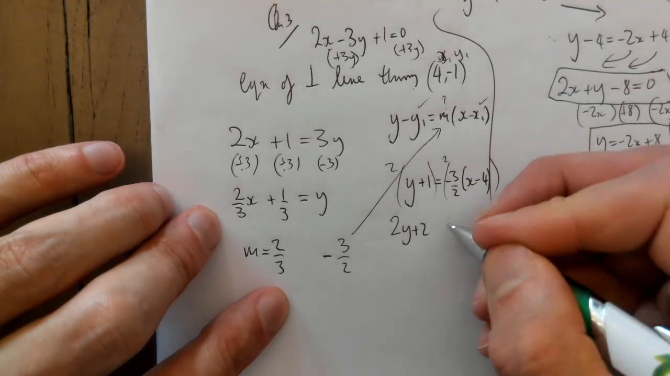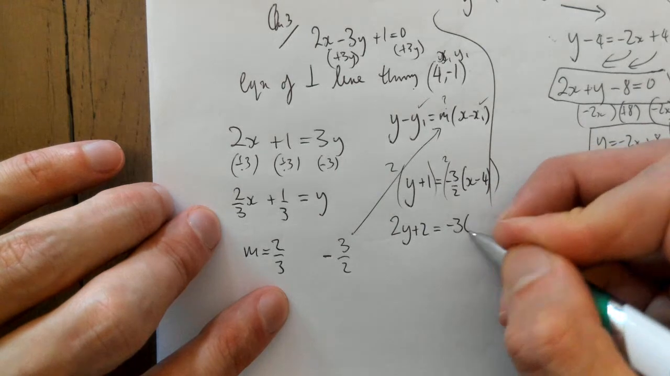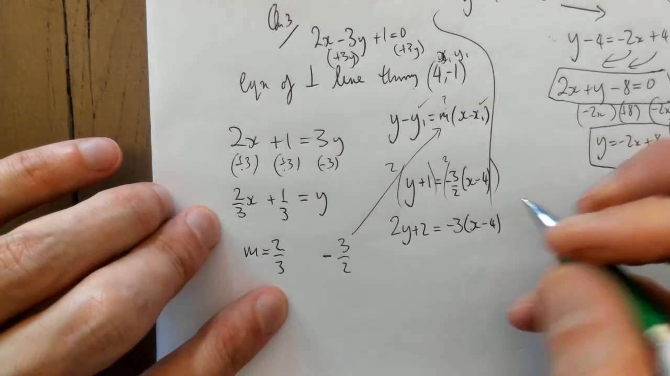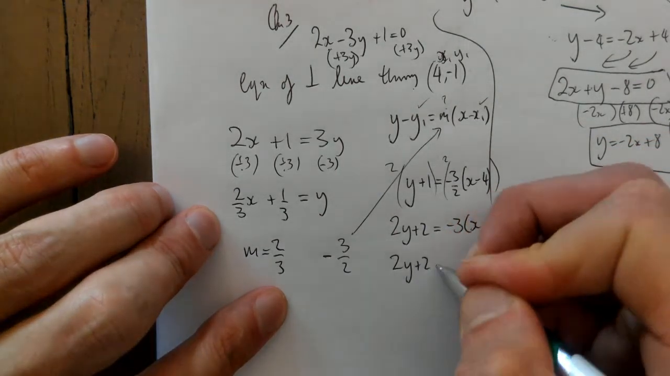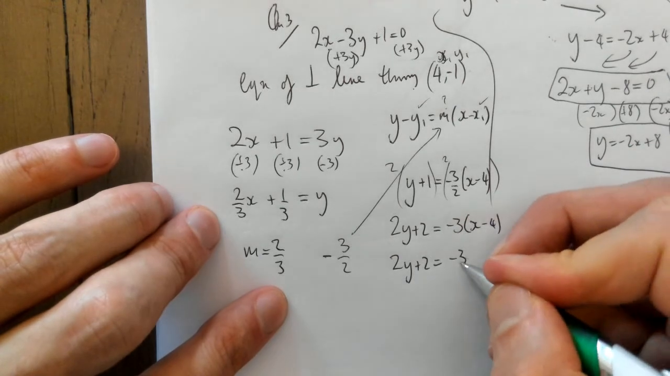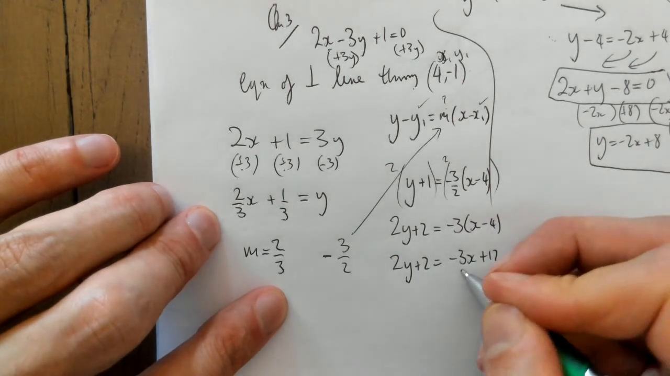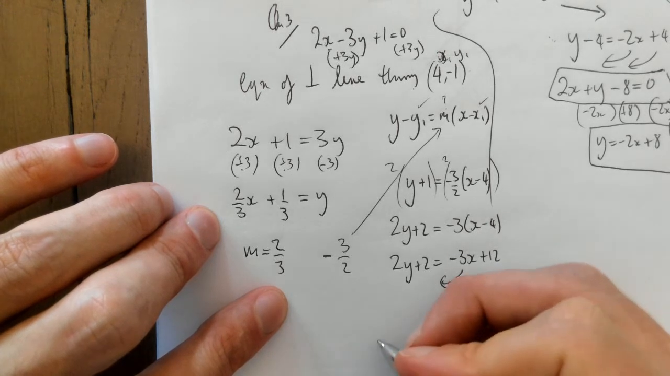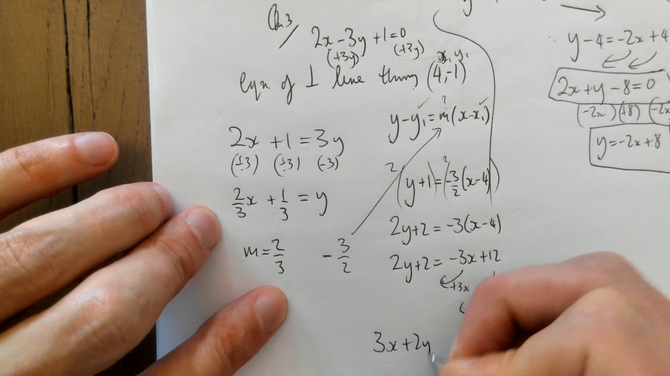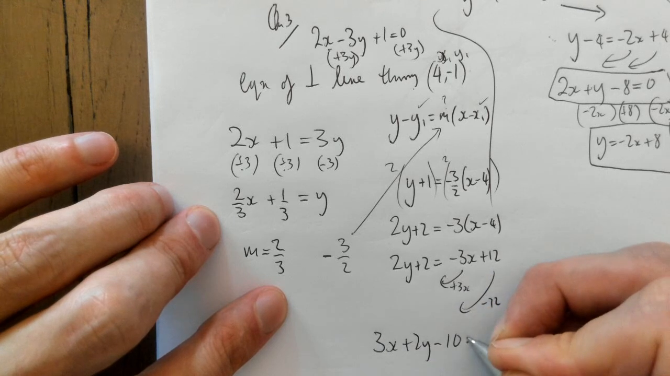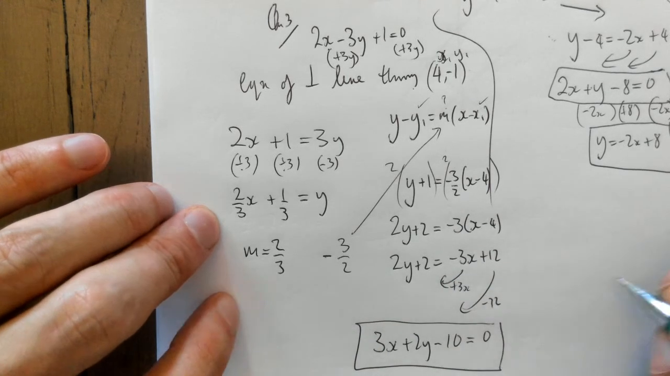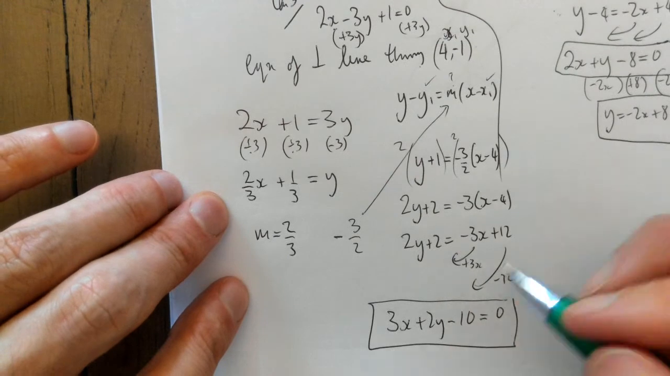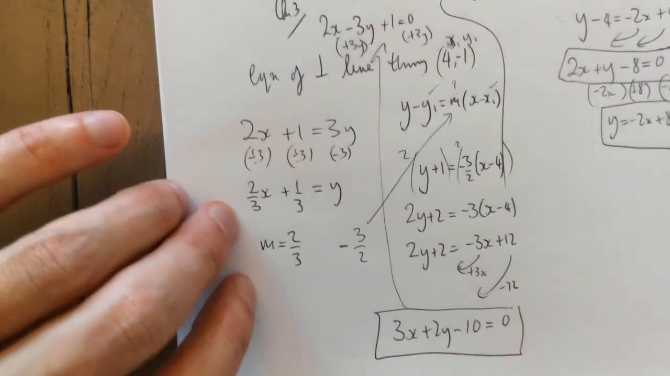Okay, multiply both sides by 2 to get rid of the fraction. 2y plus 2 is equal to minus 3 times (x minus 4). So let's keep going just to tidy it up. Left hand side stays the same, multiply the brackets on the right hand side. Plus 3x both sides, minus 12. So 3x plus 2y minus 10 equals 0 is the equation of the line that's perpendicular to that line.